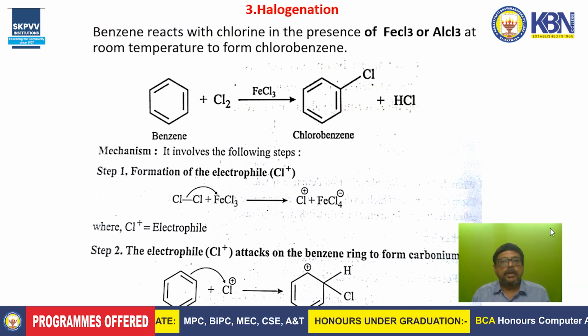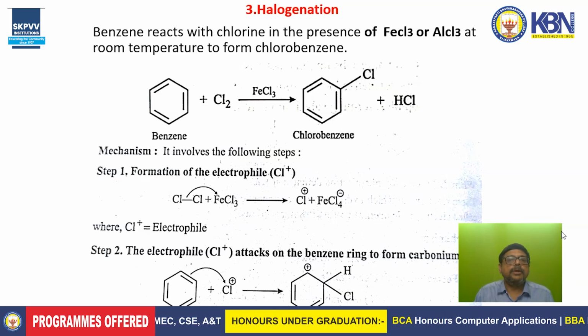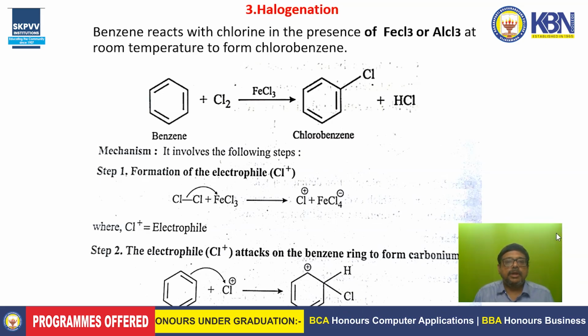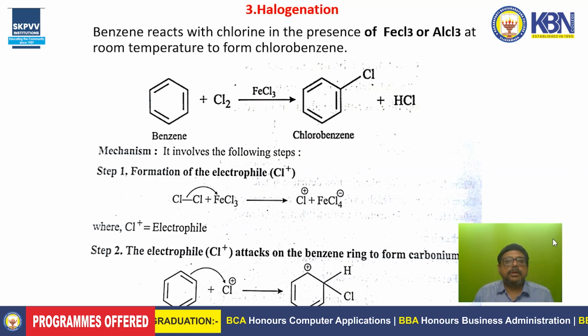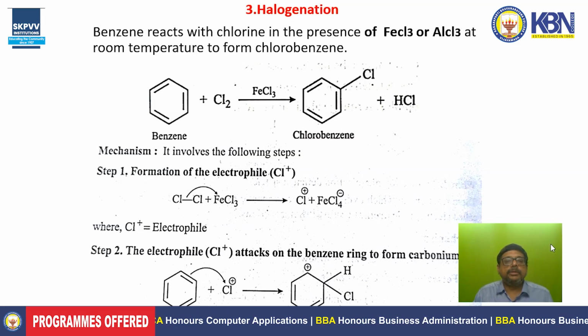Third one, halogenation. Benzene reacts with halogen like chlorine or bromine in the presence of ferric chloride or aluminum chloride at room temperature to form chlorobenzene. Mechanism. It involves the following steps. Step 1. Formation of the electrophile.